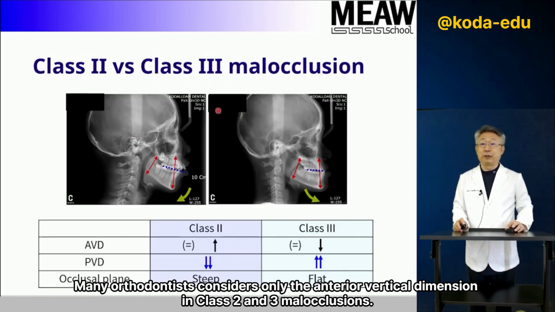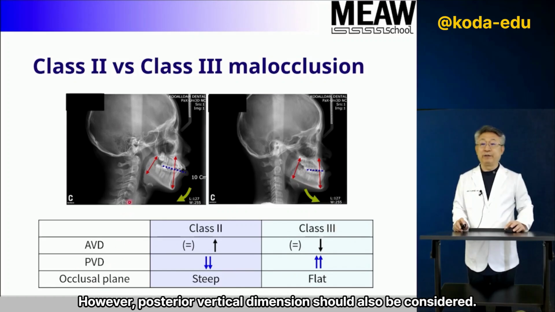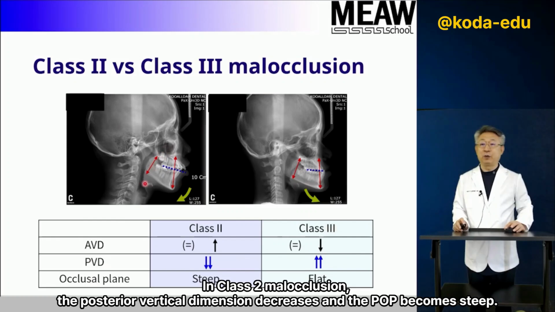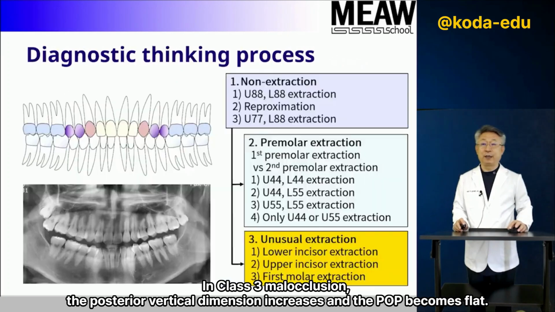Many orthodontists consider only the anterior vertical dimension in class 2 and 3 molar occlusions. The anterior vertical dimension increases in class 2 molar occlusion, while it decreases in class 3 molar occlusion. However, posterior vertical dimension should also be considered. In class 2 molar occlusion, the posterior vertical dimension decreases and the POP becomes steep. In class 3 molar occlusion, the posterior vertical dimension increases and the POP becomes flat.